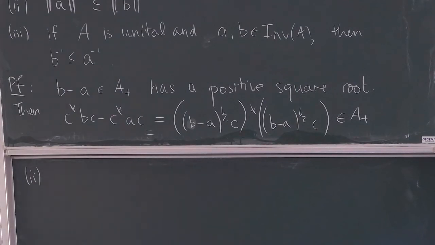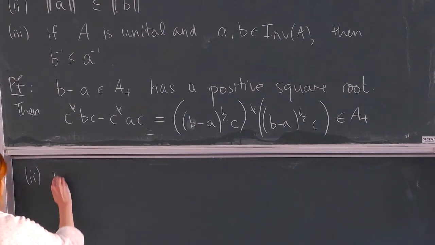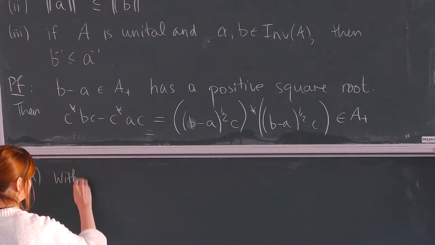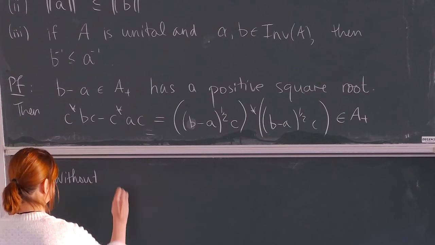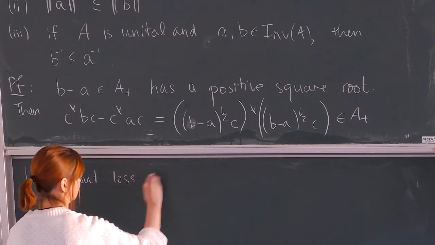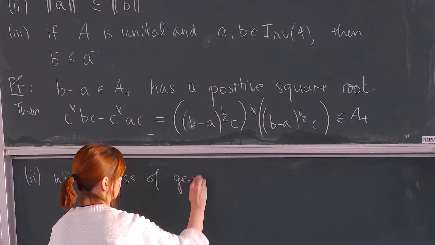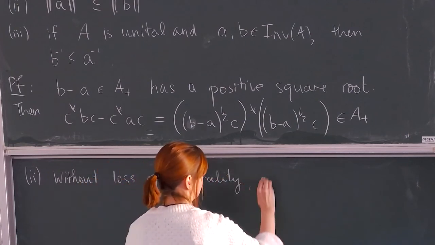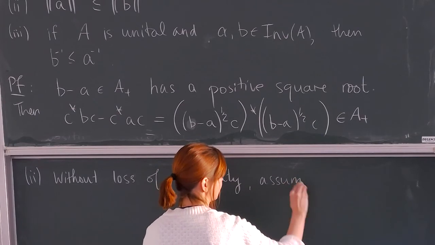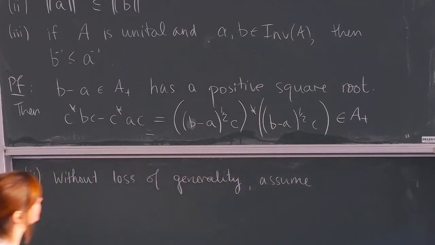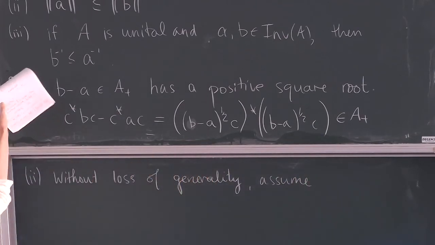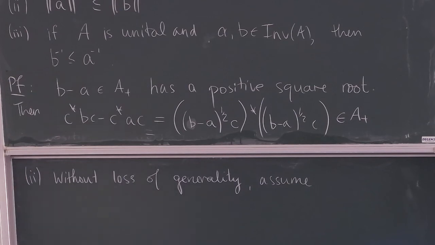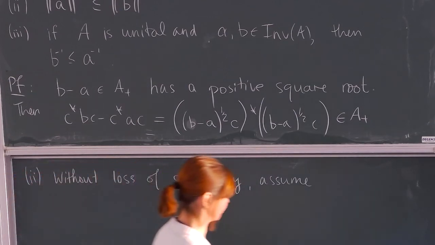Okay. So without loss of generality, let's assume that A is unital. And of course, we can do this because remember that if A is non-unital, then there's an isometric copy of A inside its unitization, so we don't change the norms.